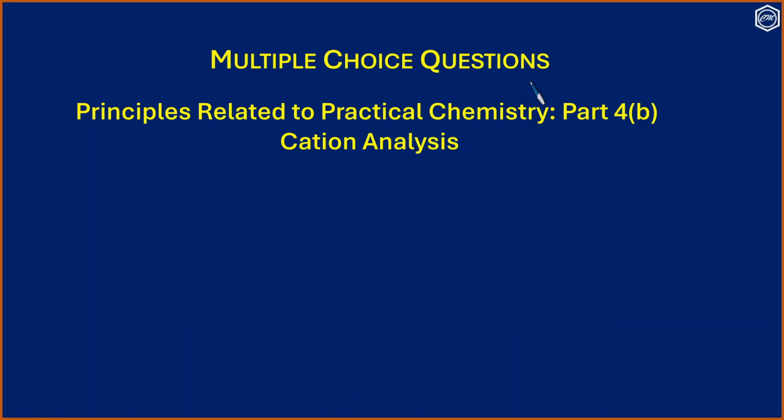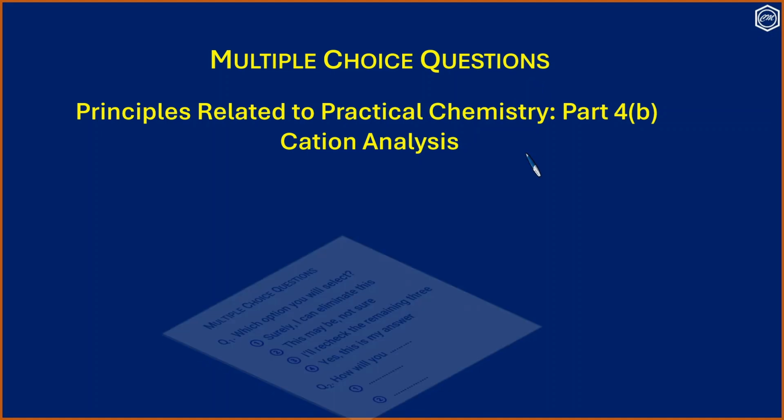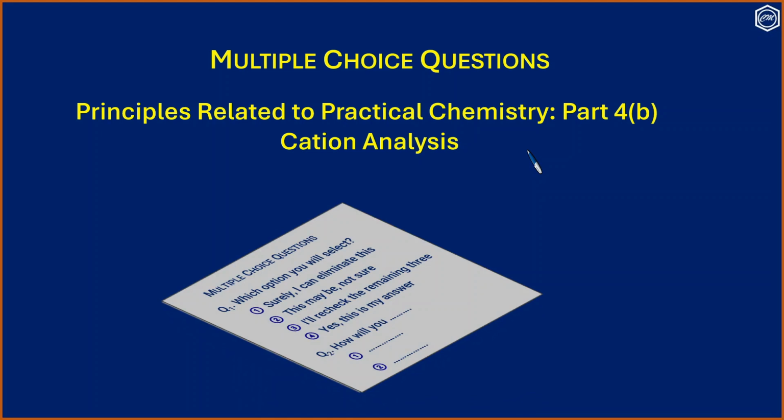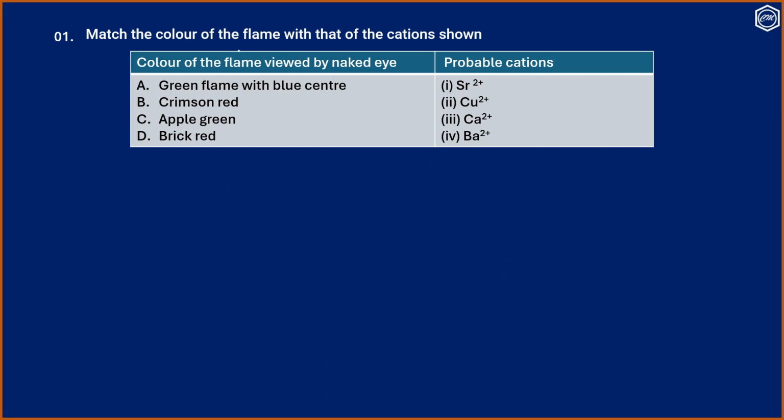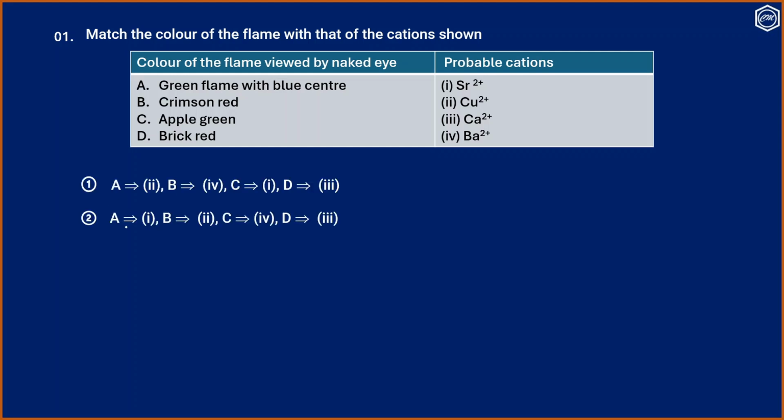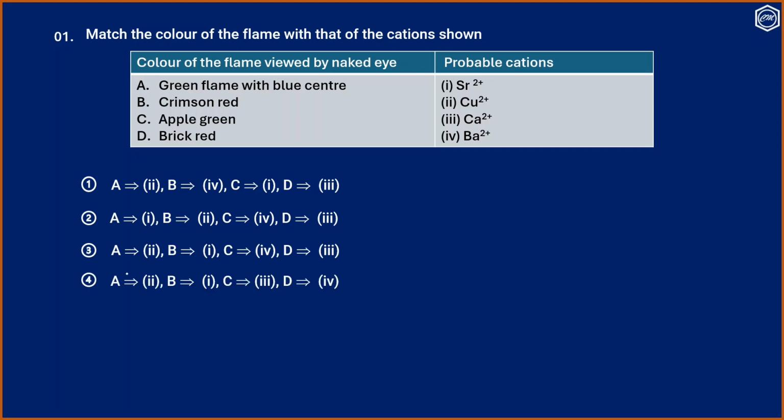In this video, we discuss some multiple choice questions related to topics studied in the video Principles Related to Practical Chemistry Part 4, Cation Analysis. Question 1. Match the color of the flame with that of the cations. Color of the flame viewed by naked eye. Probable cations. The options are 1, 2, 3, 4.